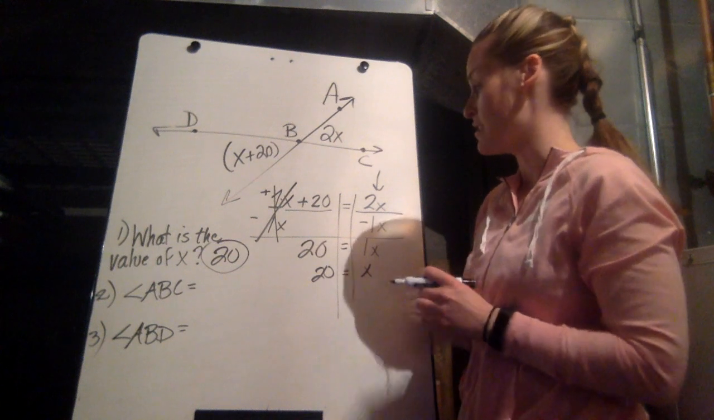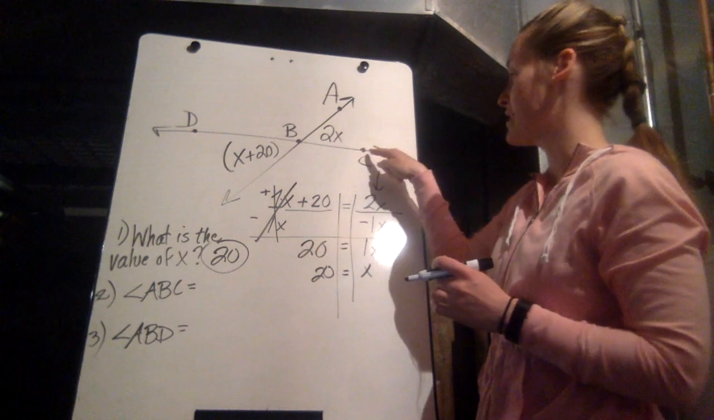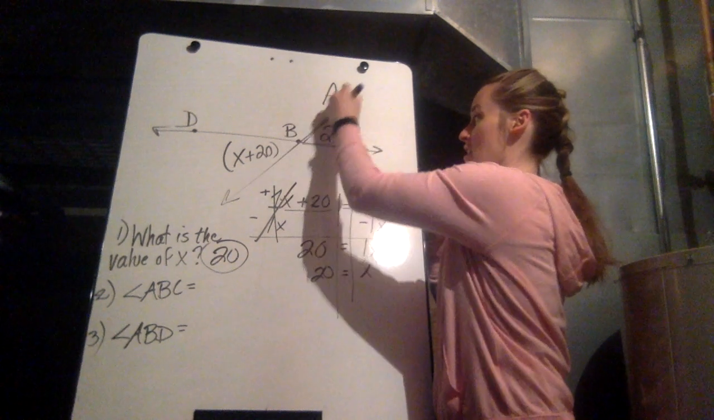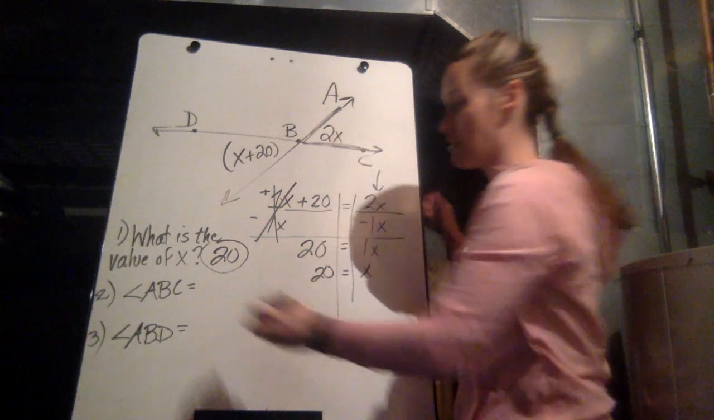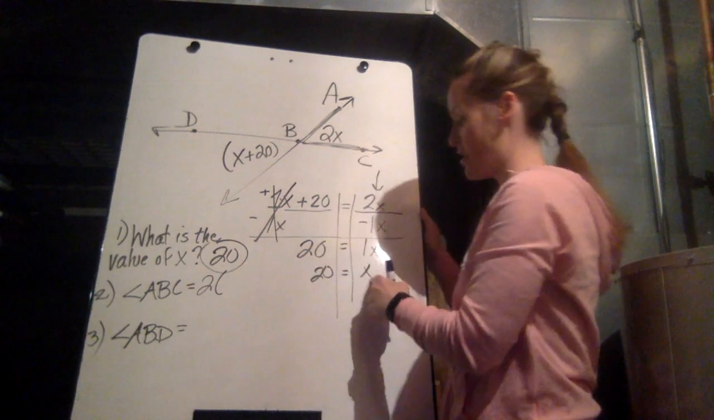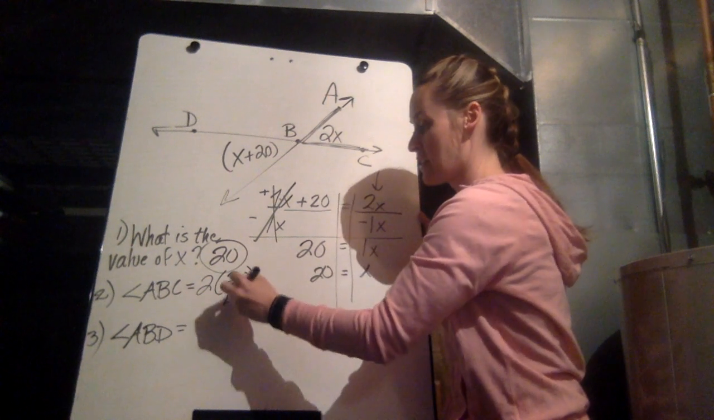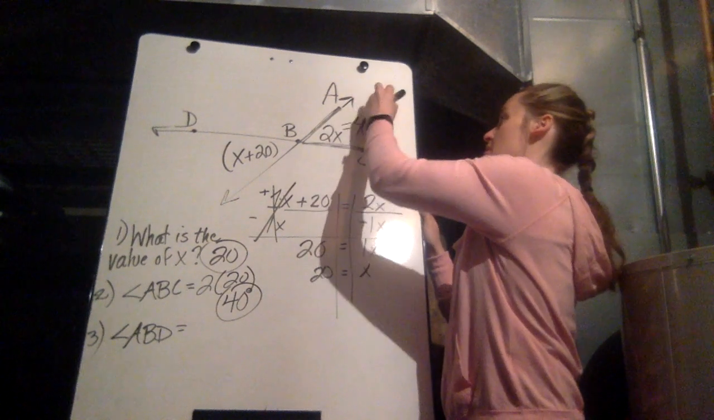Okay, next part says, what is the angle ABC? So ABC is this angle right up here. A down to B and over to C. And what expression is representing that? 2x. So that means 2 times whatever we found for x. And in this case, it's 20. So 2 times 20 is 40. So this angle is 40 degrees.